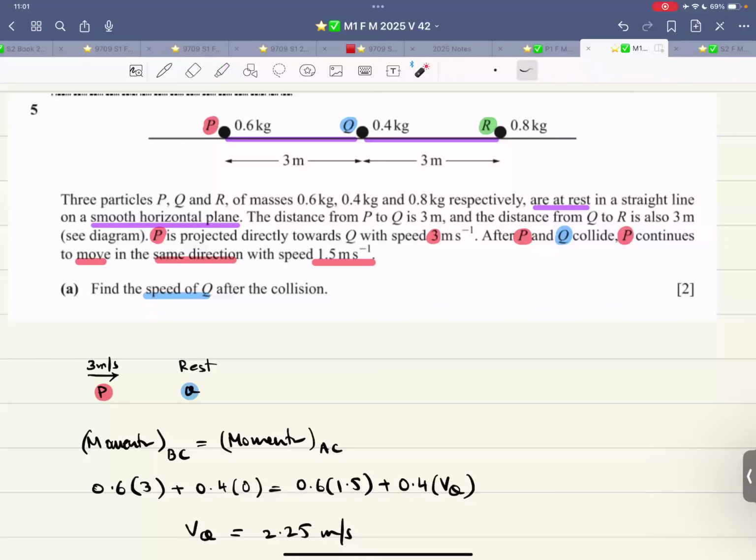After P and Q collide, P continues to move in the same direction. Before that, it says P is projected directly towards Q. So first, the story is about P and Q. This is at rest. It is projected directly towards Q. They collide. P starts moving in the same direction. What happens to Q? We will soon find out.